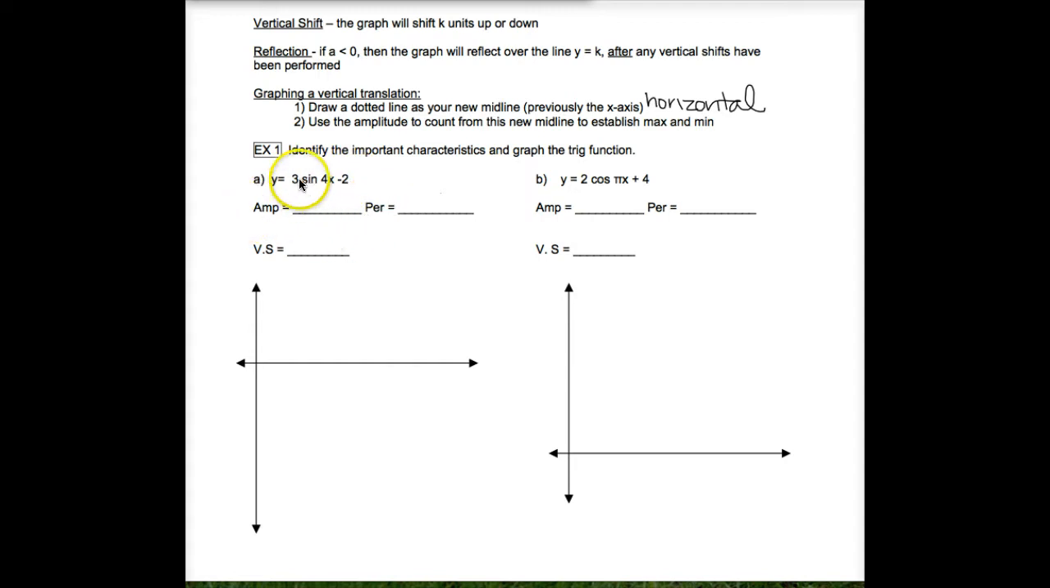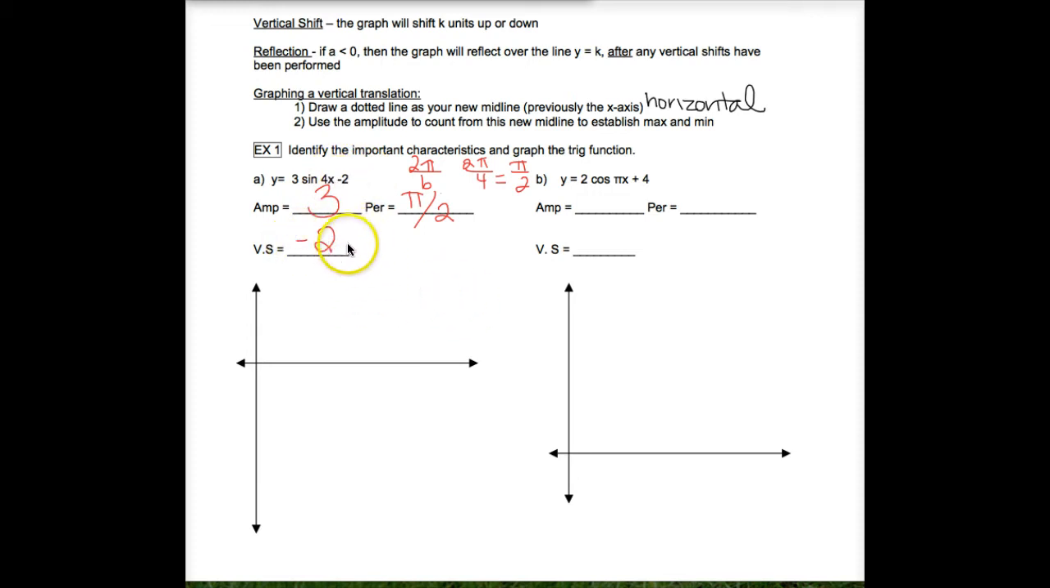So we need to know the amplitude. Amplitude is a, so that's going to be 3. Period, remember period is 2 pi divided by b. So the b value is what's in front of the x, so in this case 4, so 2 pi over 4, which is pi over 2. So my period here is going to be pi over 2. Then my vertical shift is going to be how far up or down I moved, which since this is negative, it's going to be down, so down 2.